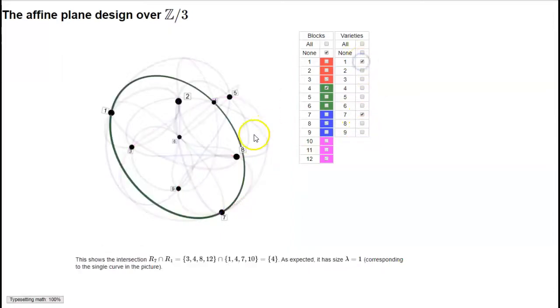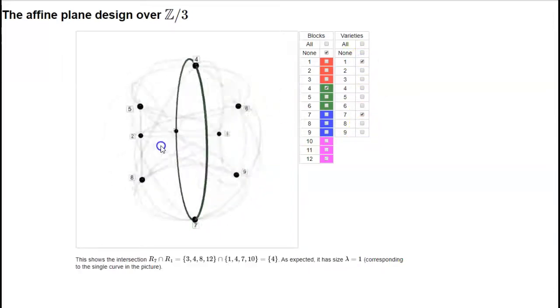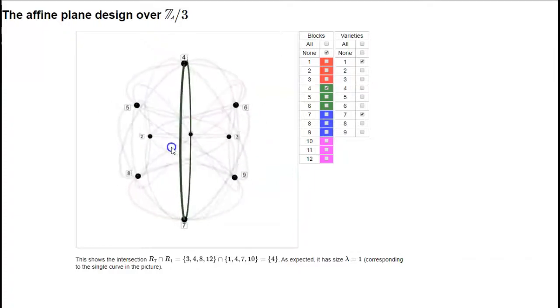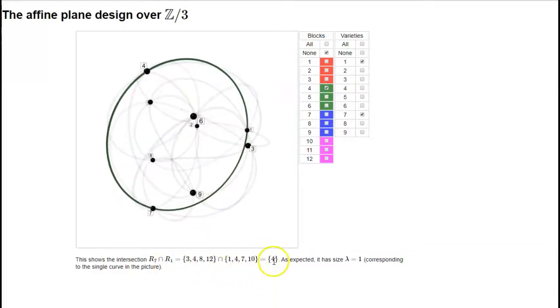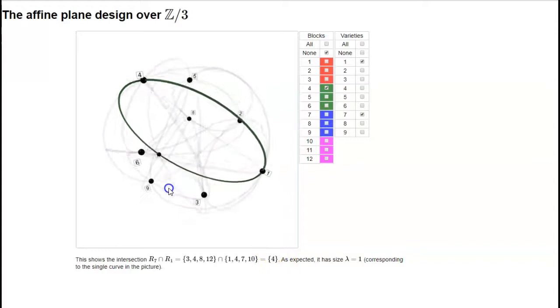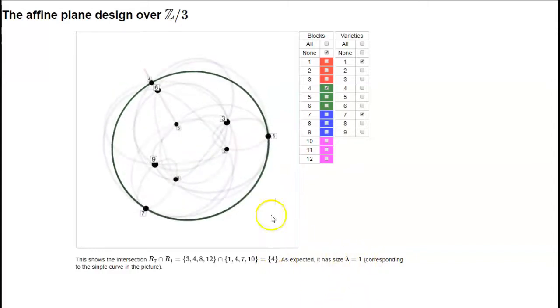If we look at 1 and 7, this is the only block that contains both 1 and 7. So here we've got R_7 intersect R_1. R_7 is the blocks that contain 7: that's 3, 4, 8, and 12. R_1 is the blocks that contain 1: that's 1, 4, 7, and 10. But the only one that contains both of them is block number 4. So R_7 intersect R_1 just contains 4. That corresponds to the fact that lambda equals 1.